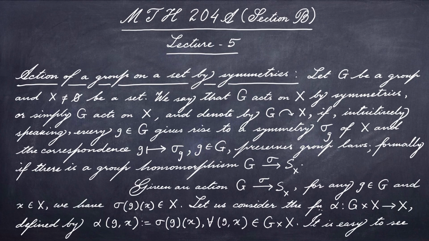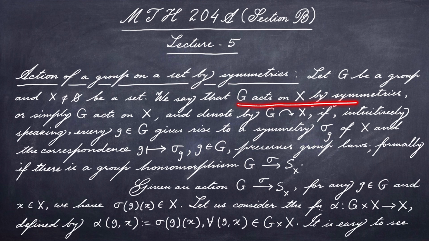This is the fifth lecture of the course MTH 204A for section B. In this lecture, we will talk about group actions. Let G be a group and X be a non-empty set. We say that G acts on X by symmetries.